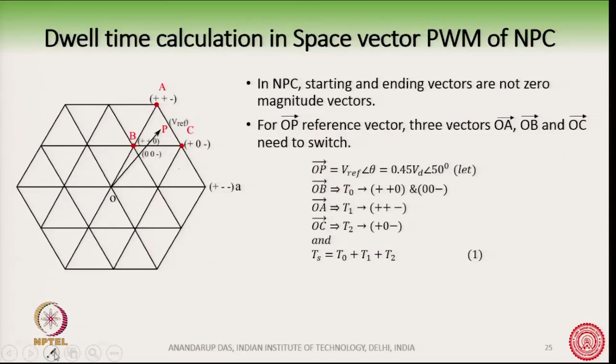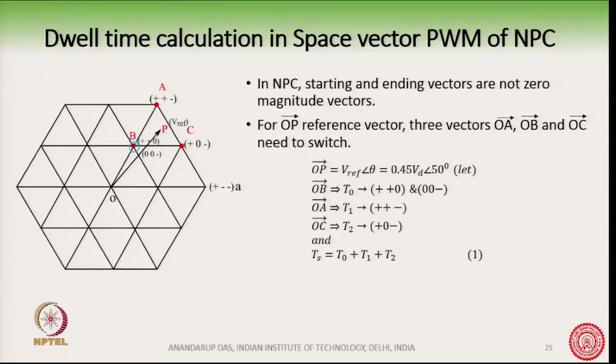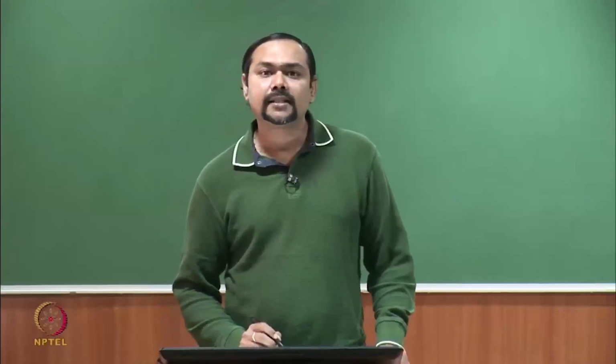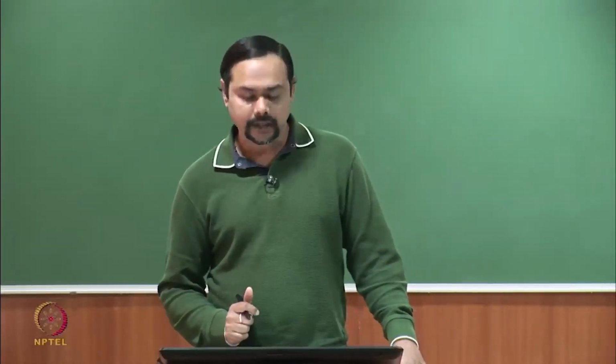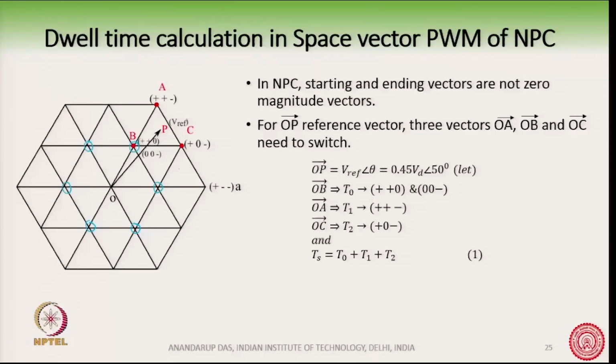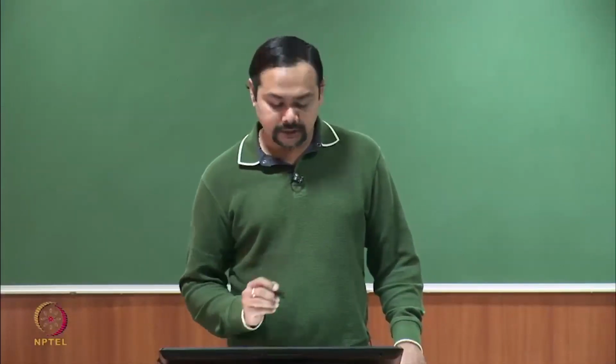So, these 6 vectors, this vector, this vector, this vector, this and this, these 6 vectors are always chosen as the starting and ending vectors in a switching cycle Ts. Okay. In order to minimize switching, okay, that gives the minimum switching.